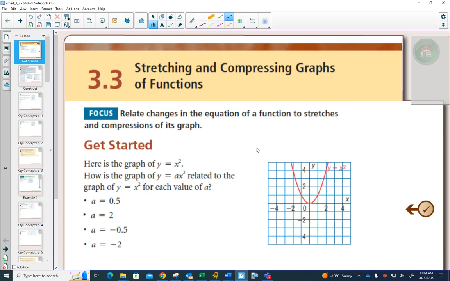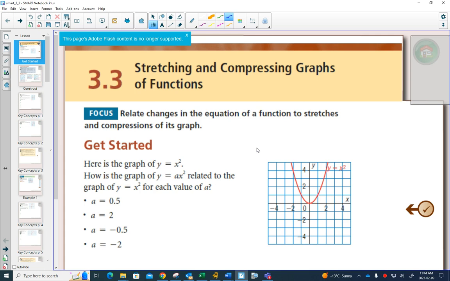3.3, we are going to start off by making a connection to parabolas again, in something you did in grade 11. In grade 11, do you remember with a parabola that if you had a number in front of the x squared, if that number was positive, it opened up. If it was negative, it opened down. That's the reflection stuff that we did in 3.2.